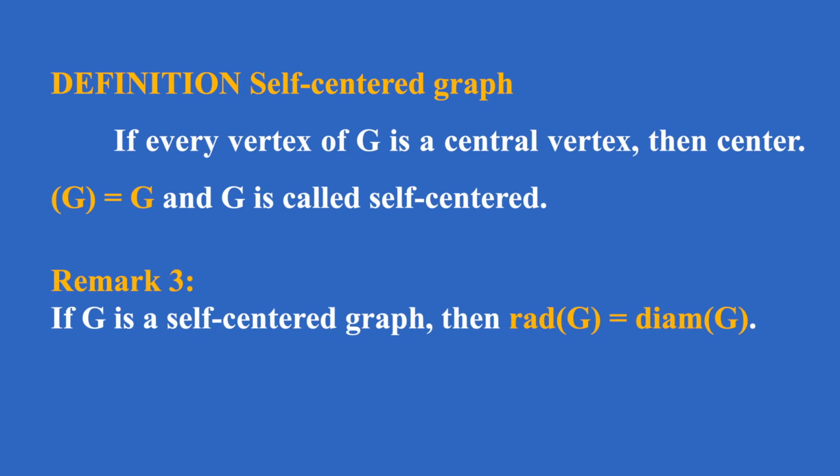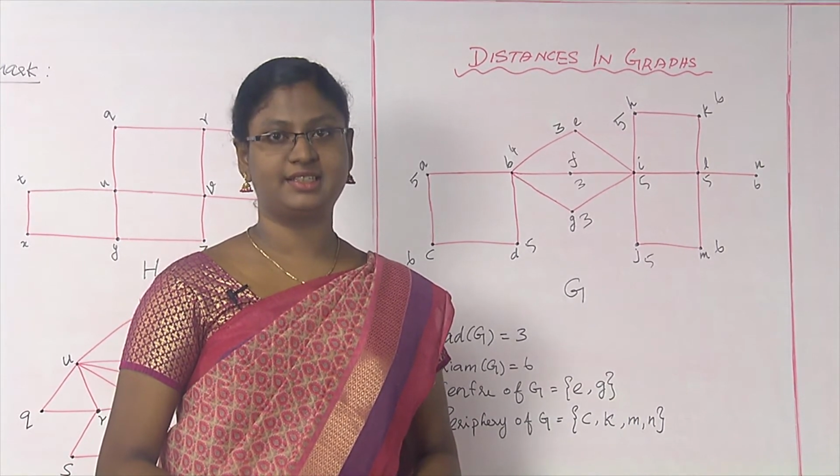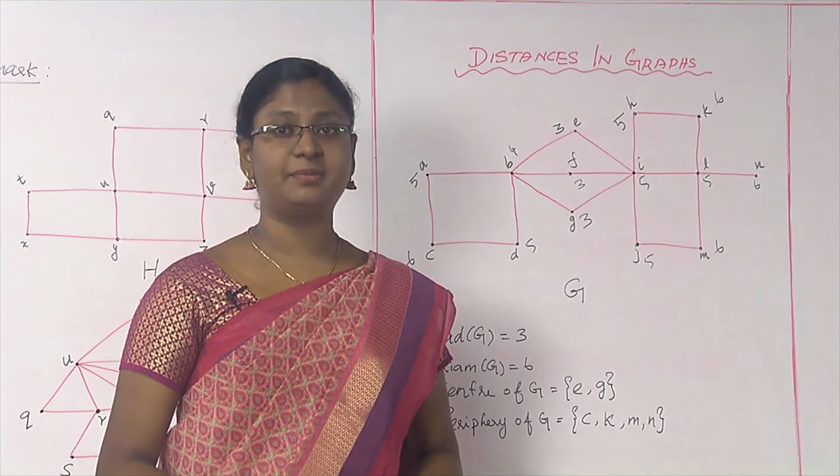Next, let us see the definition of a self-centered graph. If every vertex of G is a central vertex, then the center of G is equal to G and G is called self-centered. Let us see a remark now. If G is a self-centered graph, then the radius of G is the same as the diameter of G. Now, we have seen the definitions of distance, radius, eccentricity, center of a graph and periphery of a graph.